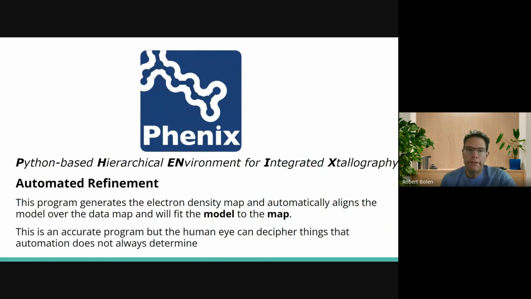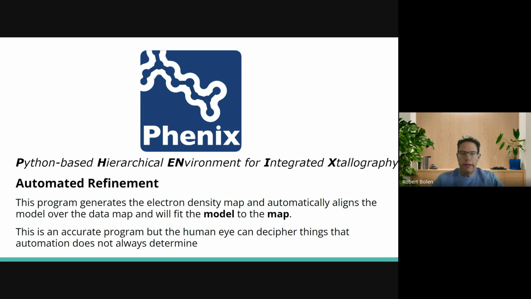Phoenix. Now, this is for our computer savvy people. It's Python-based Hierarchical ENvironment for Integrated Crystallography. I never knew this is what it stood for. And they use the X for crystallography. So basically, this is an automated program. What this will do is it will take the data and it'll take our model and it'll automatically generate the electron density map and automatically align the model over the map.